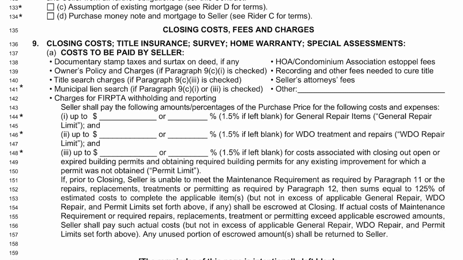All right, now we get into closing costs for the buyer and seller. So first is on the seller side. Now this is where it gets a little interesting, and where the difference is between the as-is and the standard contract when it comes to inspections. We'll get into a little bit more detail, but let's just talk about some of the costs first. If you look at line 144, you have blank spaces to put either a percentage or a dollar amount for general repairs, wood destroying organisms, that's the WDO, or any costs associated with closing out open or expired building permits. So let's talk about the first one.